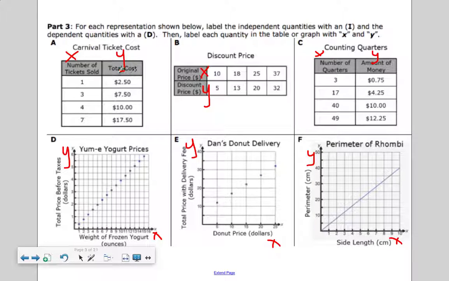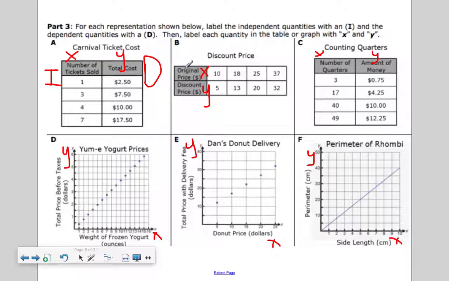So, the total cost depends on how many tickets are sold. Which one's the dependent? Or is it the number of tickets sold depends on the total cost? No, this is the dependent, and this is the independent.